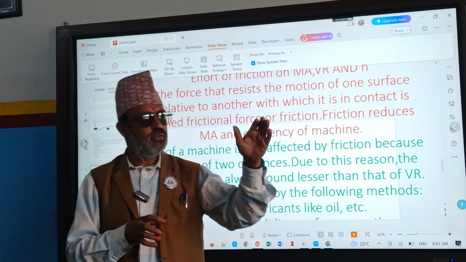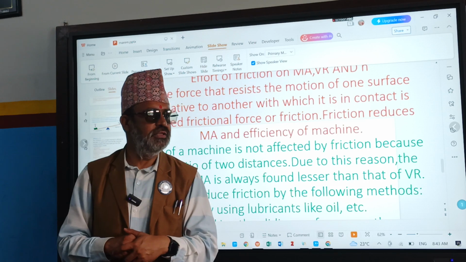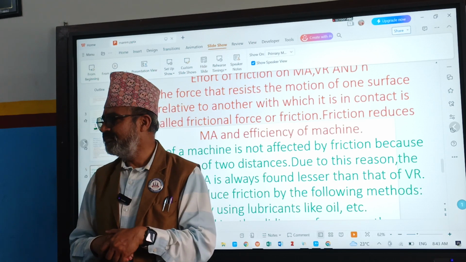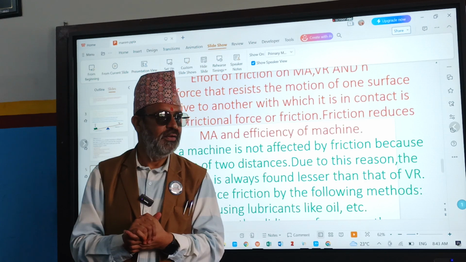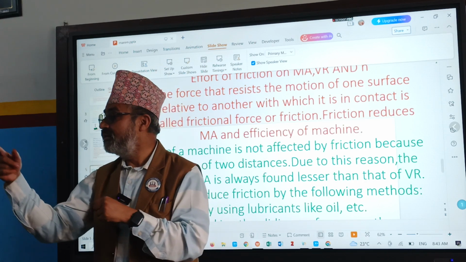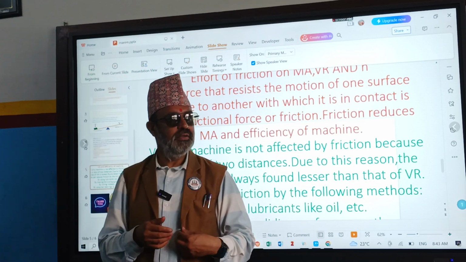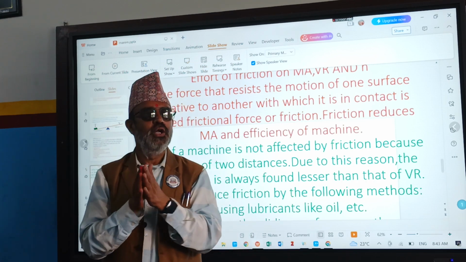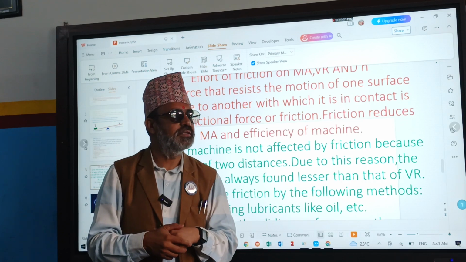So, to minimize the friction, I use something in the engine. What is that? Right, mobile oil is used. Petrol is used for producing energy. Understood or not? And mobile oil, or grease, or oil is used to reduce or minimize the friction.